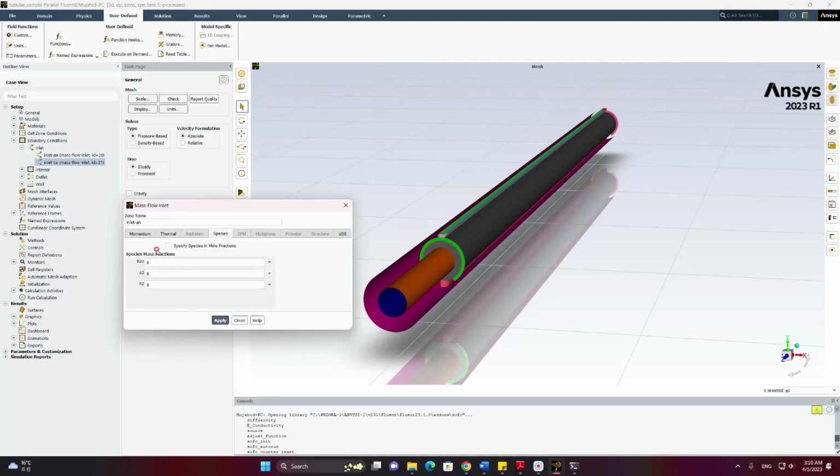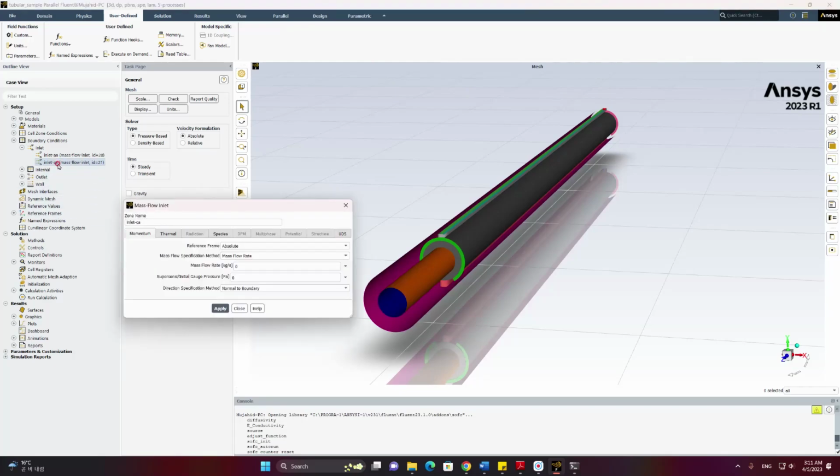And species, now this is at the anode, so it has hydrogen and water. The hydrogen is 0.48 and water is 0.52. It should be remembered that this is in mass fraction. If we give it in mole fraction, it will convert, so it is actually almost 90% in terms of molar ratios, but in mass fraction it is like this. So define the thermal and the momentum, apply.